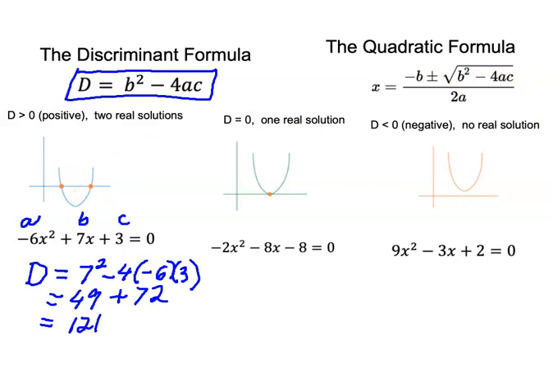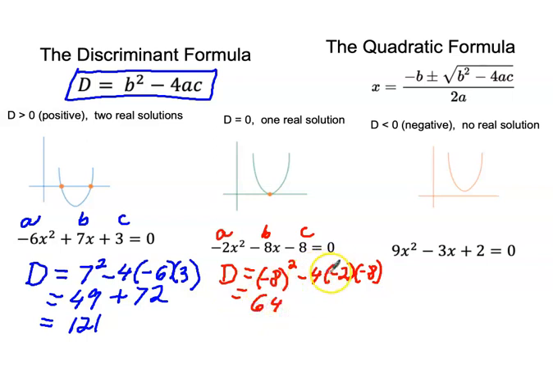Okay, so let's look at another example. Let's find the discriminant again. We're going to label A, B, and C. And now we're going to substitute negative 8, squared, minus 4 times A, which is negative 2, and C, which is negative 8. So let's evaluate. We have 64. And now we have negative, negative, and negative, so this is going to be negative, and 8 times 8 is 64. 4 times 2 is 8, times 8, 64. Which equals 64 minus 64, which is 0.